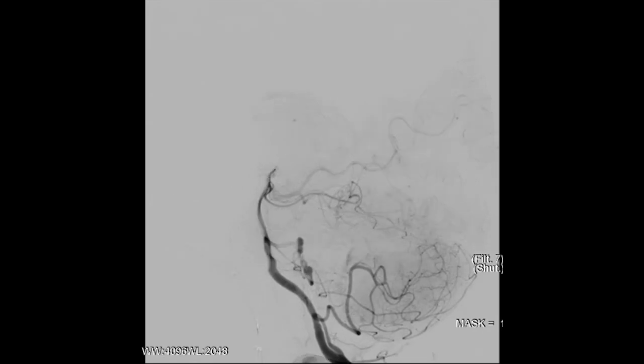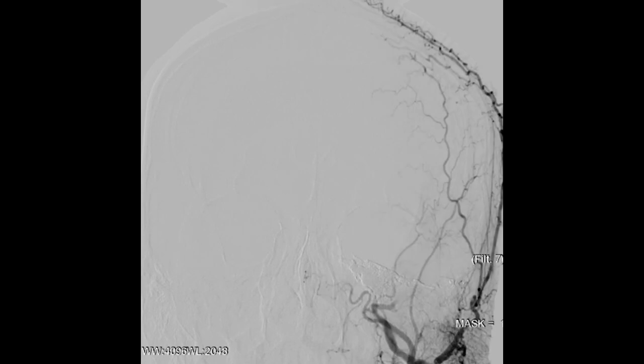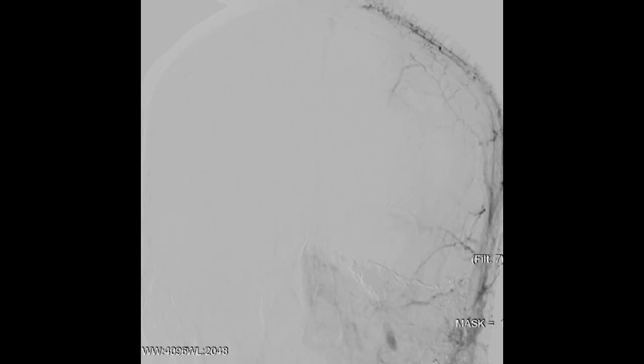We do give Clexane, a low molecular weight heparin, for 48 hours post-procedure and follow it up with aspirin for 4 to 6 weeks to avoid thrombosis in the draining vein.